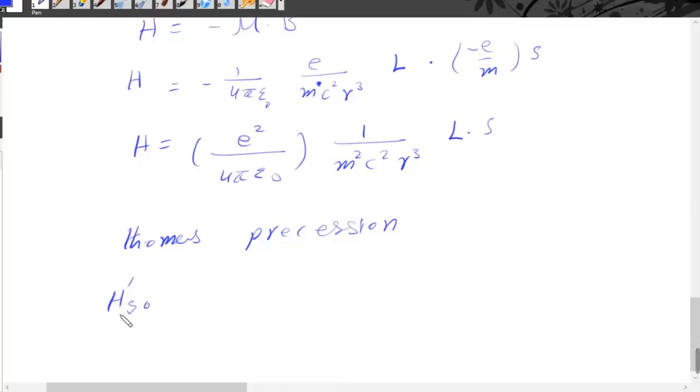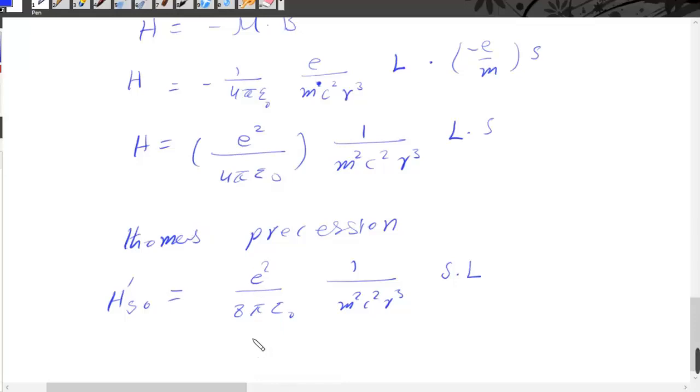Then the spin-orbit Hamiltonian is equal to e² divided by 8π ε₀ times 1 over m² c² r³, with the L·S coupling. Here we put the quantum value, that's why this is 8, and here the value of the classical one is 4π ε₀. And this is the spin-orbit interaction.